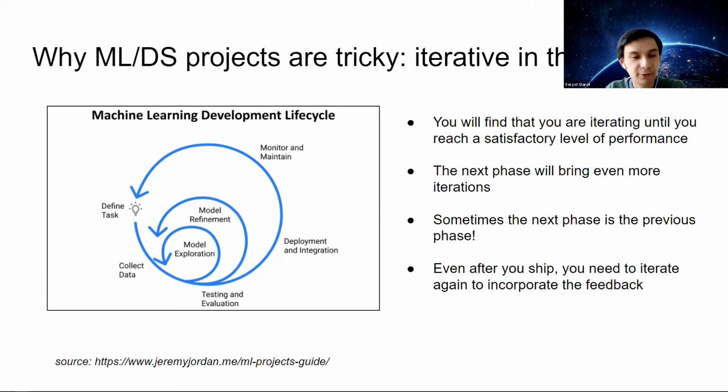You define a task, you collect data, you test and evaluate. Sometimes you have to go back. It's not a straight line of progress. The next phase will have even more iterations. Sometimes the next phase is the previous phase. And even after you ship, you can't relax. You always have to monitor and maintain the models in deployment because the data distribution and inputs might change, and you always have to iterate.